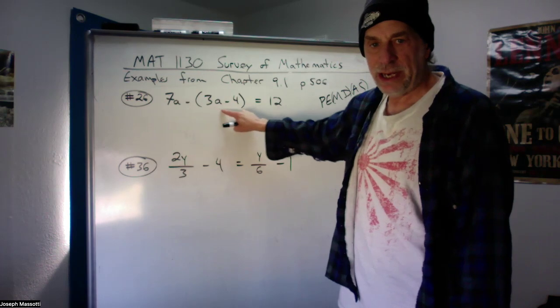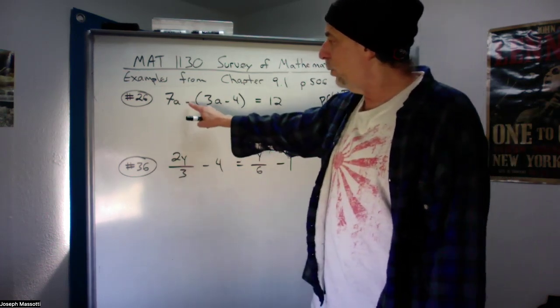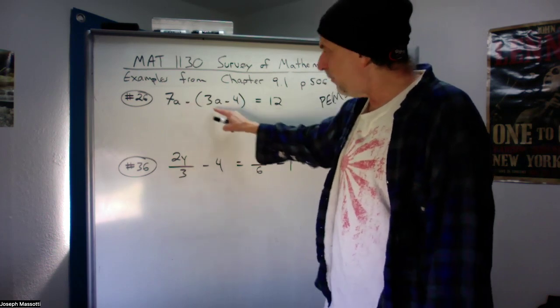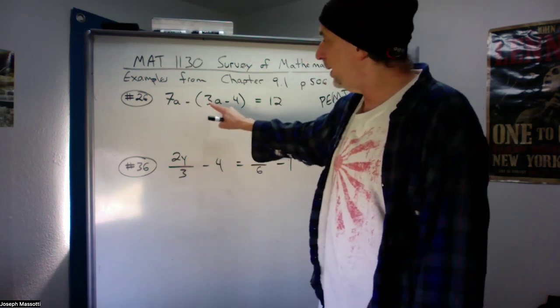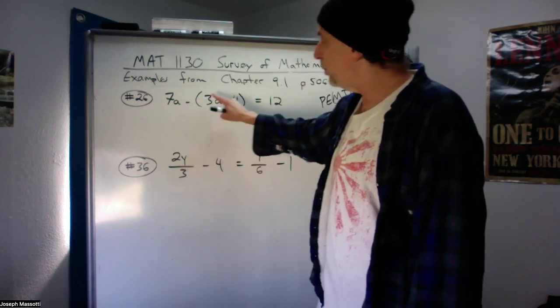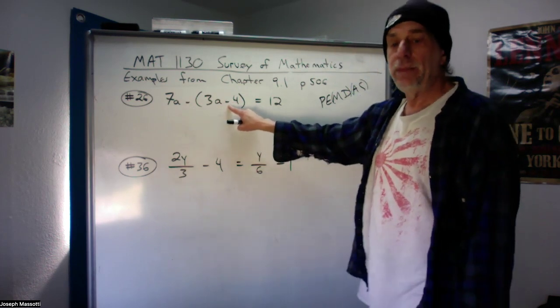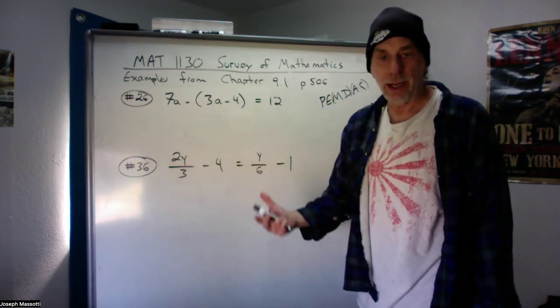There's no simplifications going on. But we want to get rid of those parentheses. So we're going to realize that when you have something in parentheses like this, you're subtracting everything within that set of parentheses. So you're subtracting a 3a, and you're also subtracting a negative 4. And this is a common mistake. People will forget that when you subtract a negative, it becomes a positive.